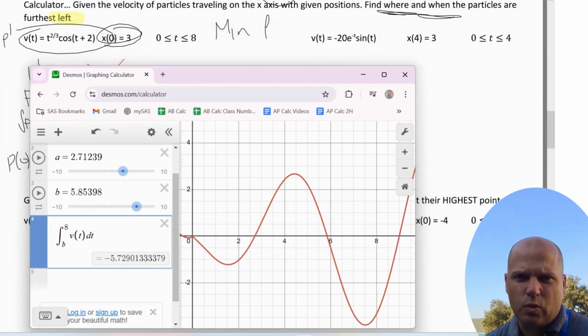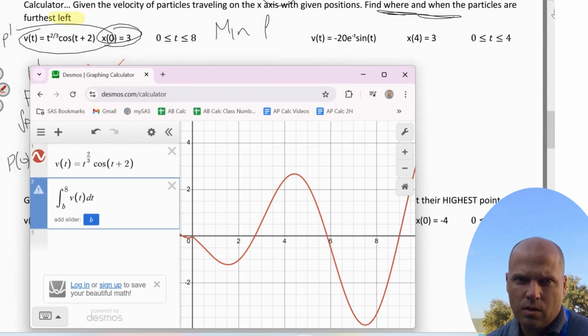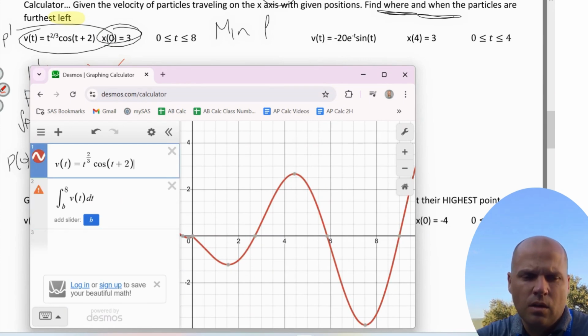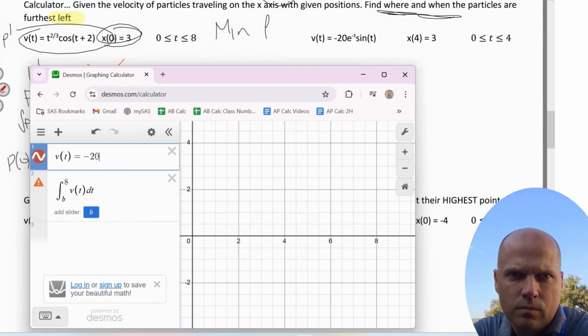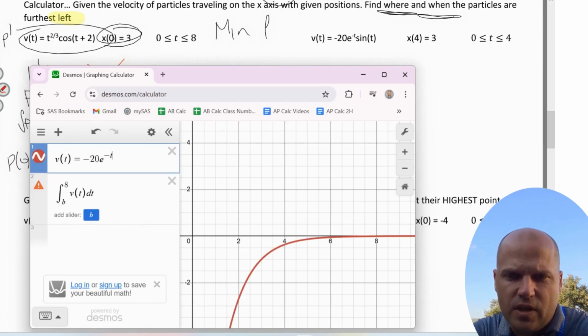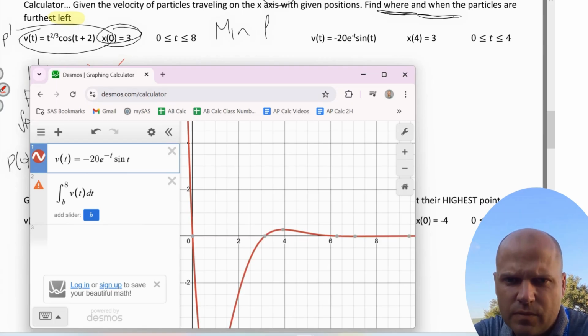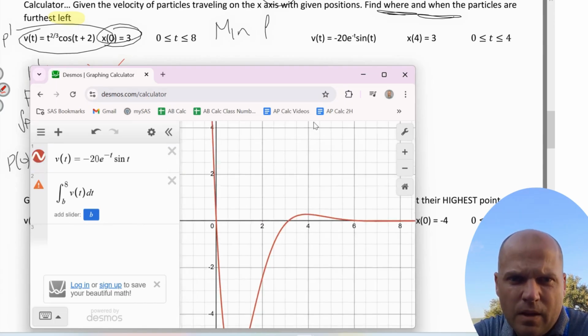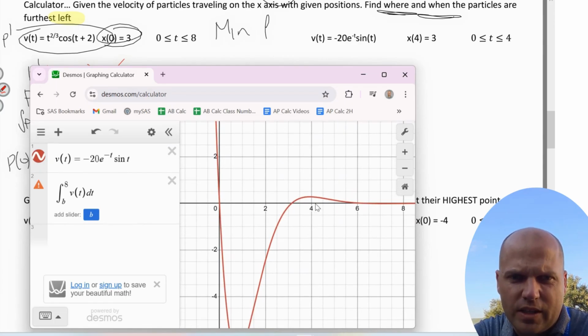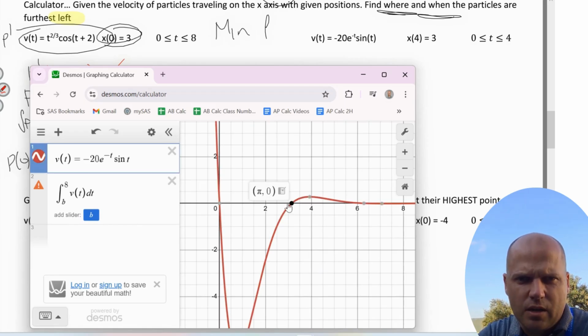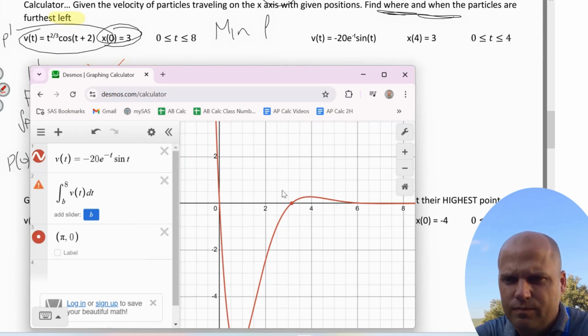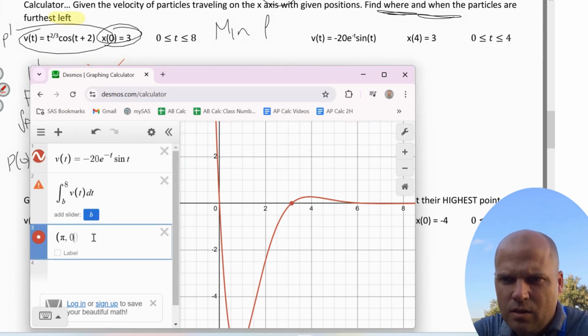Let's look at the next one. 20. Negative 20 e to the negative t sine t. Oh, yeah. And I know my position at time 4 is 3. Look at that. Okay, cool. So this is my derivative. And I need this value here. Oh, it's just at pi. Okay, cool. It's a. So that's nice.